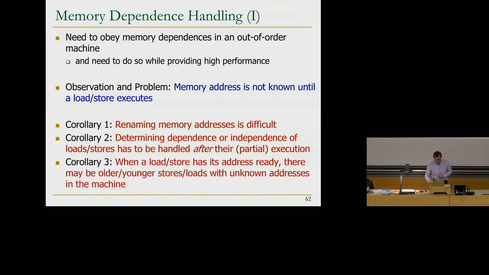Okay? And there's also another corollary, corollary three, which is also what I discussed actually. When a load, let's assume we're talking about loads right now, when a load has its address ready, there may be older stores with unknown addresses in the machine. And the other way around also works. When a store has its address ready, there may be younger loads with some unknown addresses in the machine. The first one is more serious, of course. So let's take a look at this.